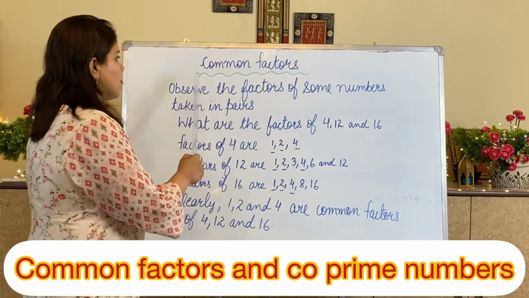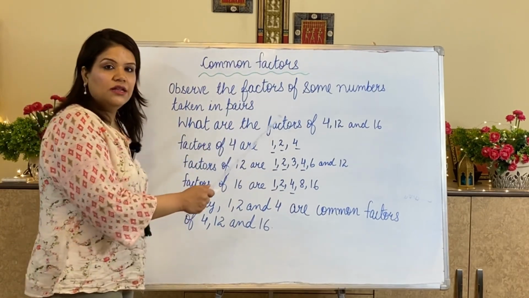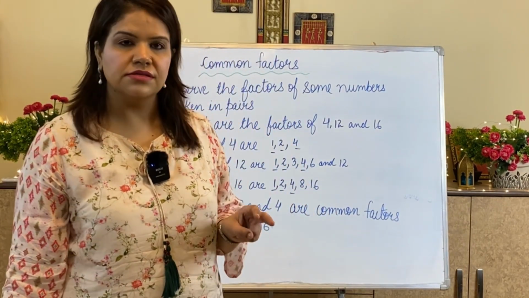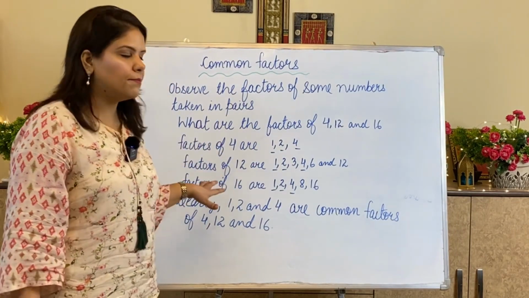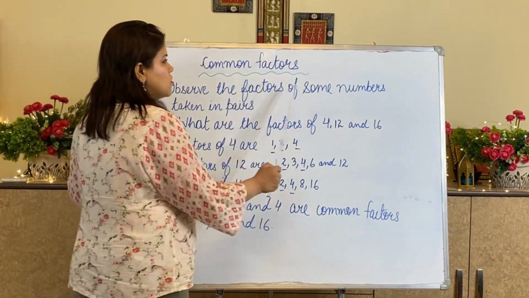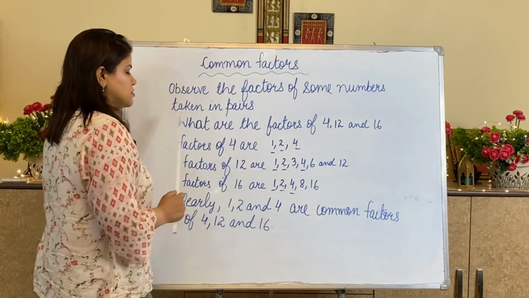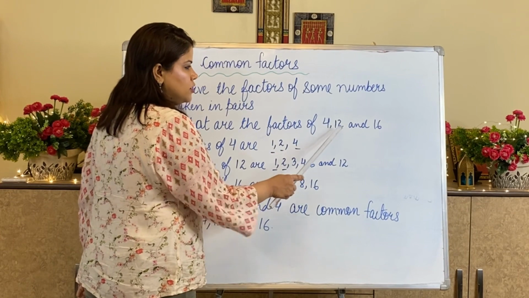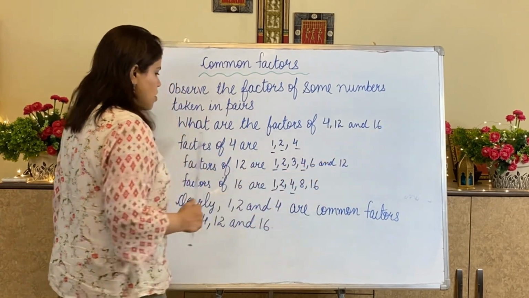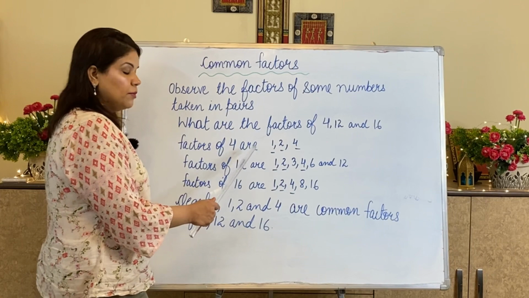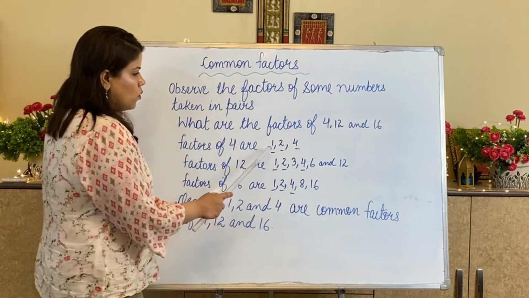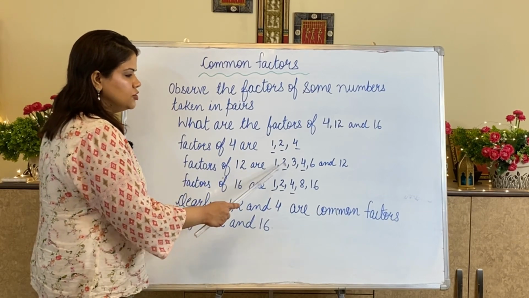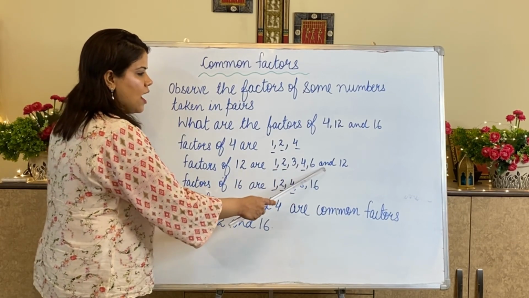Now I am taking common factors of 3 numbers. In the last part I had taken common factors of 2 numbers. Now I am taking 3 numbers. Which 3 numbers have I taken? 4, 12 and 16. Factors of 4 are, using the listing method here, 1, 2, 4. And factors of 12 are 1, 2, 3, 4, 6 and 12.